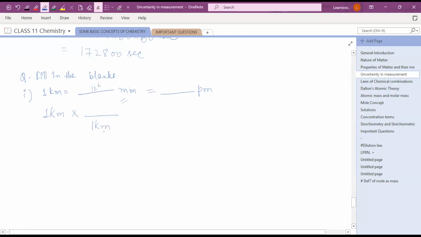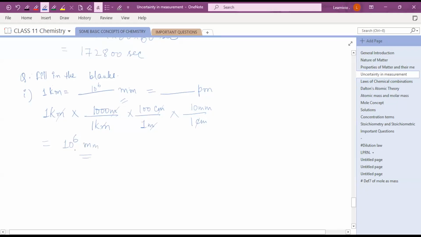In 1 kilometer, how many meters are there? 1000 meters. And in 1 meter, how many centimeters are there? 100 centimeters. And in 1 centimeter, how many millimeters are there? 10 millimeters. So all these units will be cancelled out and you will get the answer 10 raised to the power 6 millimeters.